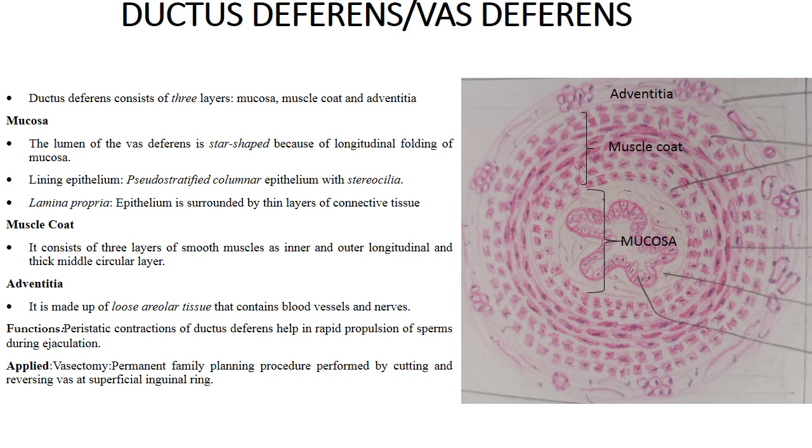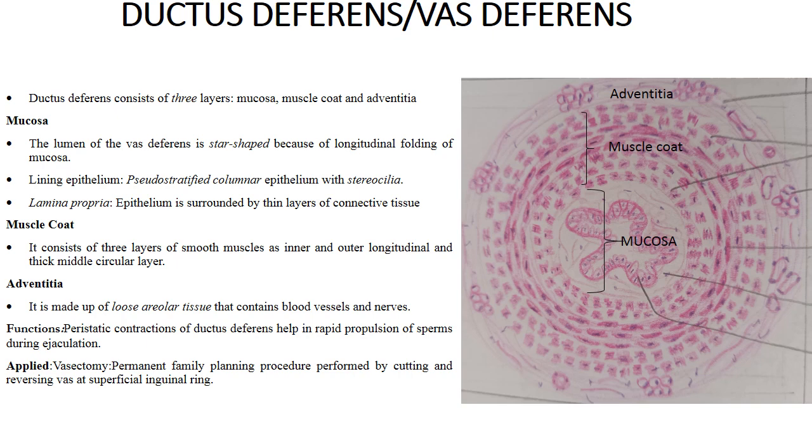Now the second coat is the muscle coat. It has three layers of smooth muscle. Inner and outer are longitudinal and the middle thick coat is circular. And the muscle coat is much thicker than the mucosa. And the peristaltic contraction of the muscle layer helps in propulsion of sperms. Then the third and outermost layer is adventitia. It is made up of loose areolar tissue that contains blood vessels and nerves.